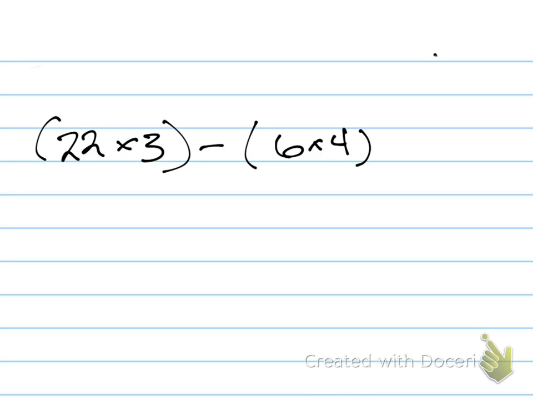So 22 times 3, 22 threes. If you have 22 threes, it's kind of like saying, I have 22 $1 bills. Well, I have 22 $3 bills, 22 threes. The difference of 22 threes and 6 fours. So I have 6 $4 bills, or I have 6 boxes of 4 apples. It's a little different wording than we're used to, but 22 threes and 6 fours.